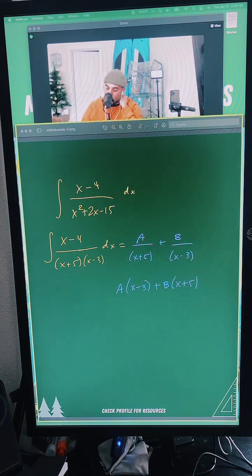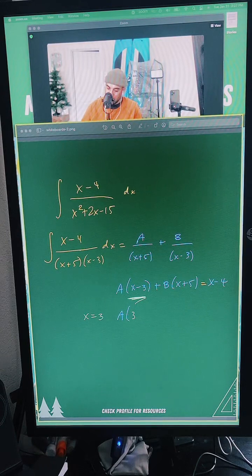Okay, so this whole thing should be equal to our actual numerator in the function. This should equal x minus 4. Okay, so now a lot of people use what I think is called the hidden method or something like that. I think it's proven useful in this case. The way they do this is they look at each parentheses and say, if I made x equal to 3, then what would happen if I plugged that 3 in for every value of x? We would get a times 3 minus 3 plus b times 3 plus 5 is equal to 3 minus 4. Okay, I kind of want to show the whole work here.